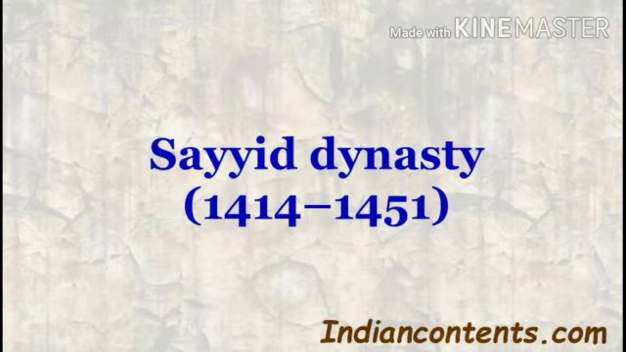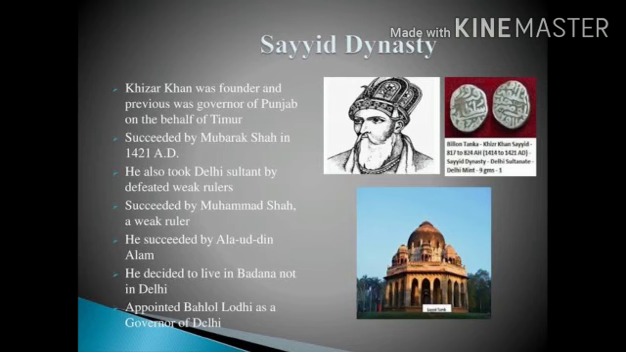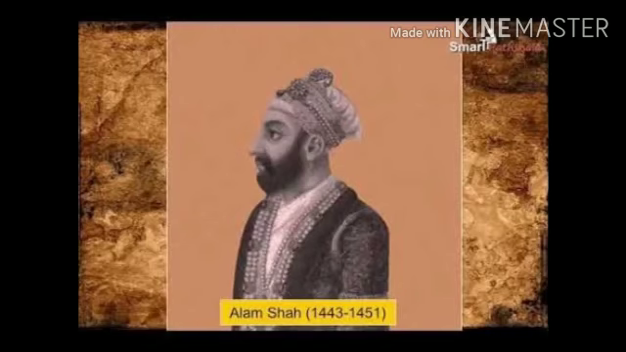Sayyid dynasty was the fourth dynasty of Delhi Sultanate, from 1414 to 1451. They succeeded Tughlaq and ruled the Sultanate until they were displaced by the Lodi dynasty. Sayyid dynasty was founded by Khazir Khan, and Alam Shah, the last ruler, was a weak ruler who was defeated by Behlol Lodi. This ended the short rule of the Sayyid Sultans.